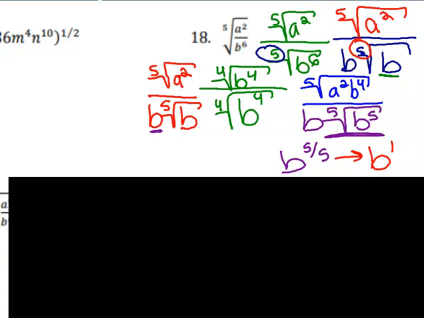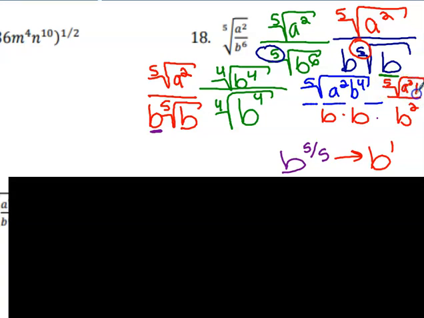All right, so instead of writing b times the 5th root of b to the 5th, I now have 2 b's. So b times b, and that's b squared. I can't take anything out of the numerator, so I just leave it like that. What is my mission? To get rid of the radical in the denominator.